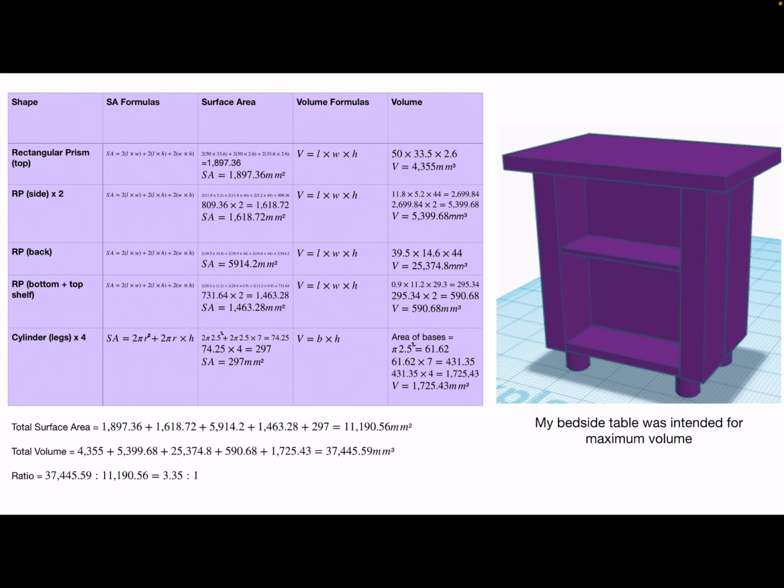11,190.56 millimeters squared, and the total volume ended up being 37,445.59 millimeters cubed. This ended up working out in my favor because my bedside table was intended for maximum volume. The volume to surface area ratio ended up being 3.35 to 1. This brings us to the next part in our 3-part series.